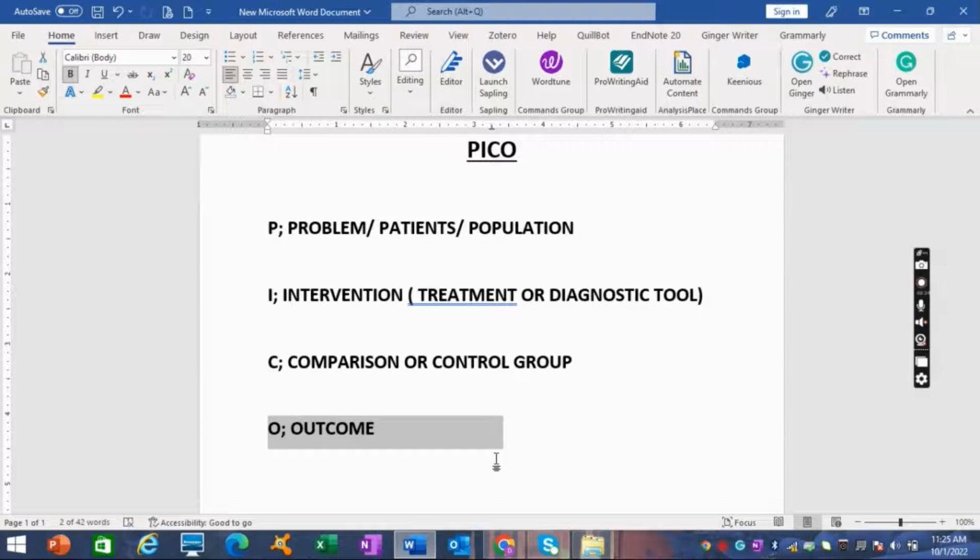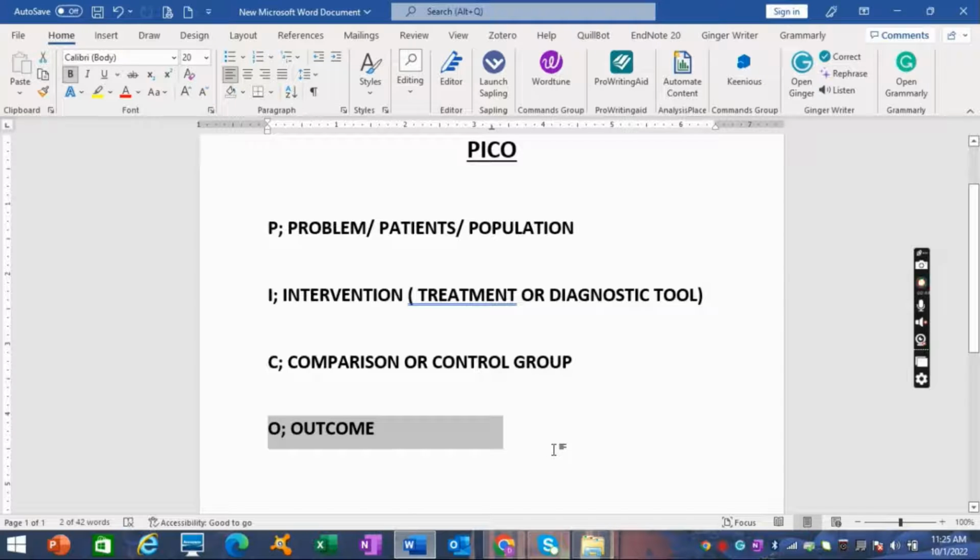For example, you could be looking for a cure of the disease. You are looking for the control of a disease with a particular treatment. You are looking at the sensitivity of a particular test, and in the results, what did you find after that particular research. So outcome is the result of your research.